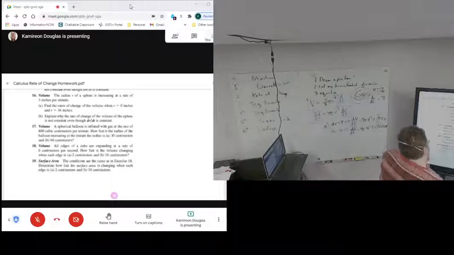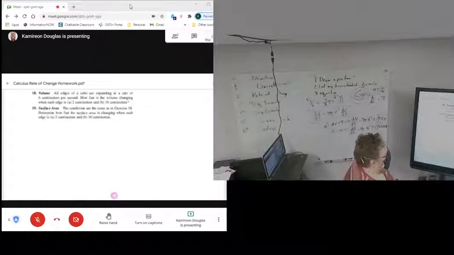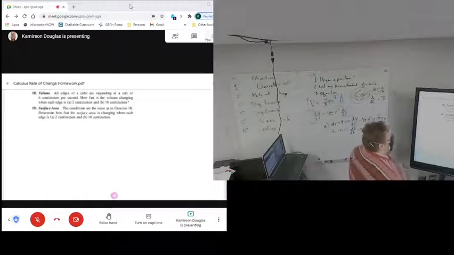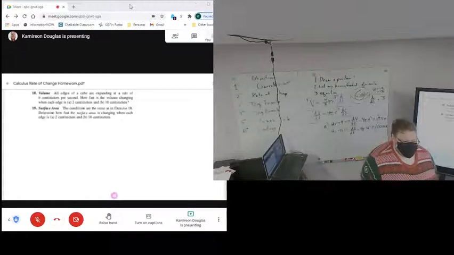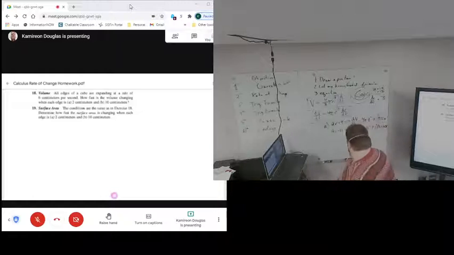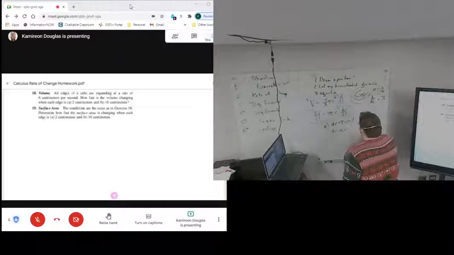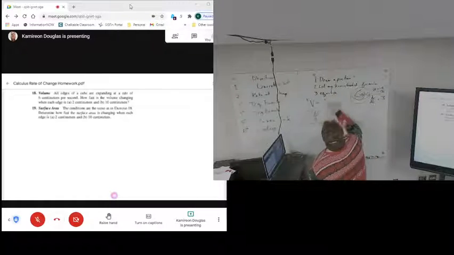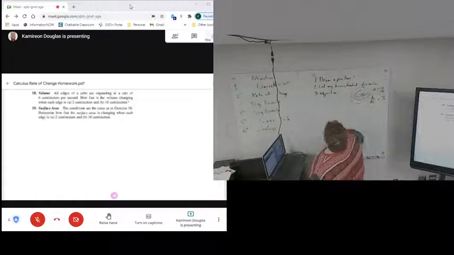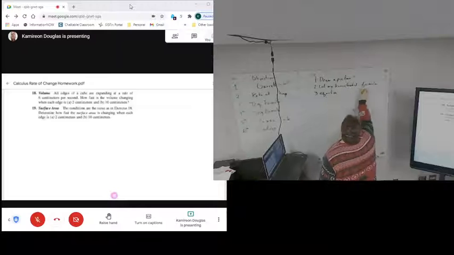18. All edges of a cube are expanding at a rate of 6 centimeters per second. How fast is the volume changing when an edge is 10 centimeters? Couldn't be dr because we don't have a radius.